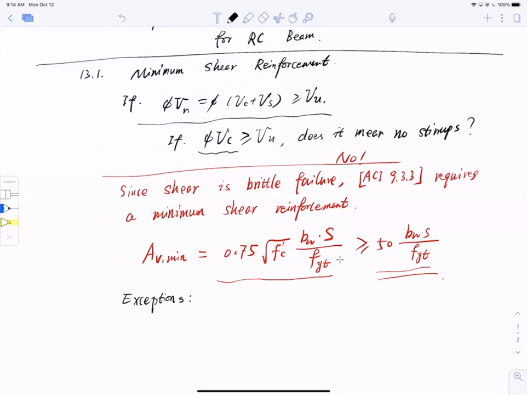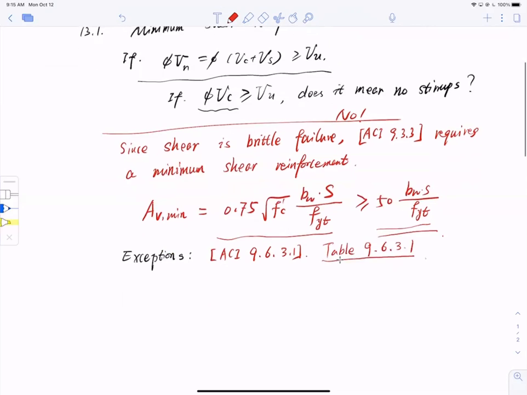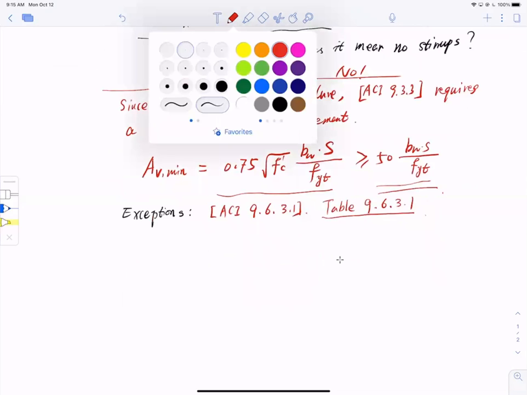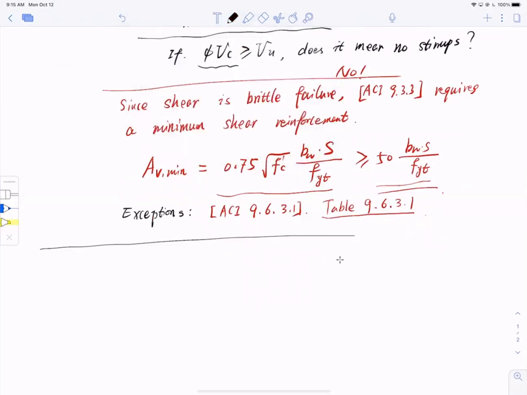So there are some exceptions where this minimum reinforcement does not apply, but very few. I don't want to distract you, but I still want to put it here so you can take a look yourself. And you can find it in ACI 9.6.3.1. There's a table to tell you when and where this minimum reinforcement is different, in the ACI code.